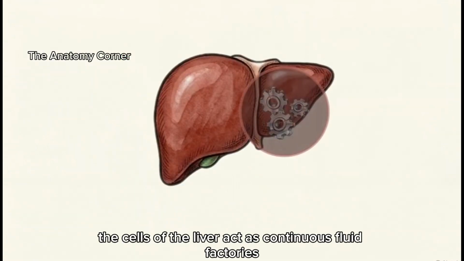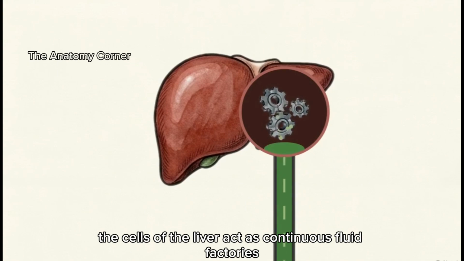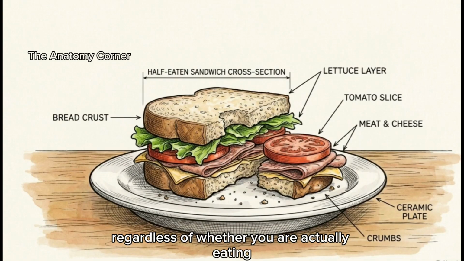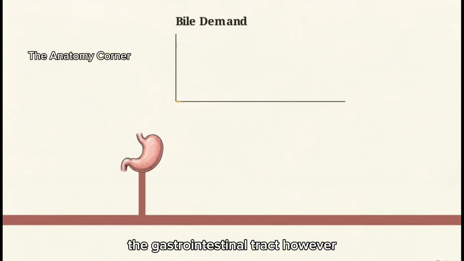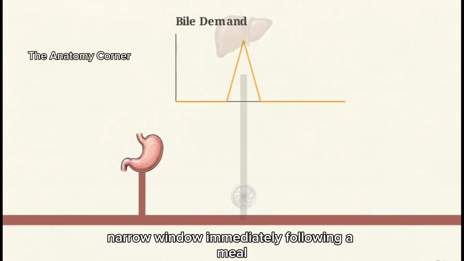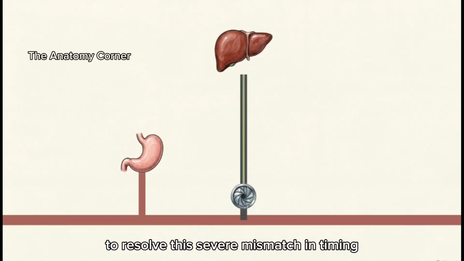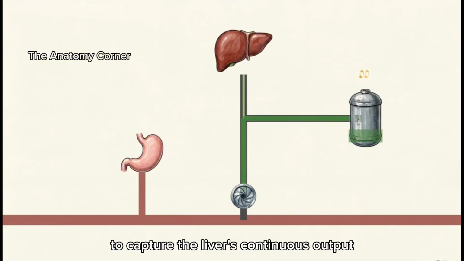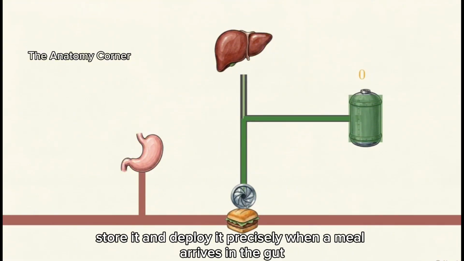The cells of the liver act as continuous fluid factories, producing bile 24 hours a day, regardless of whether you are actually eating. The gastrointestinal tract, however, operates intermittently. It only requires this bile during the specific narrow window immediately following a meal. To resolve this severe mismatch in timing, the body relies on a specialized network of plumbing to capture the liver's continuous output, store it, and deploy it precisely when a meal arrives in the gut.